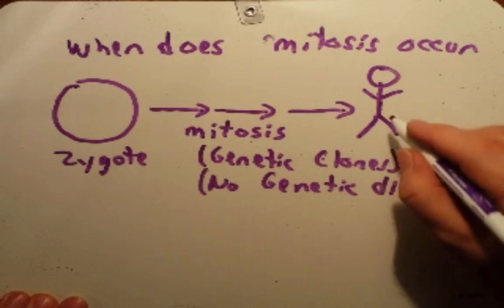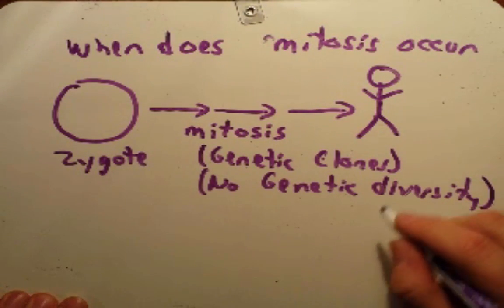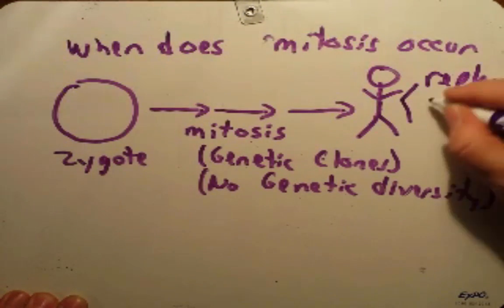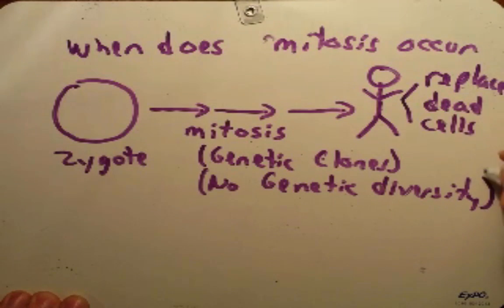It's also really important, as this individual grows, to replace dead cells. So as a fully formed organism lives and breathes, their cells will continuously need to be replaced. Either they die because they have reached the end of their particular cellular life, or they're damaged because there's some kind of trauma that occurs. When that happens, these cells need to be replaced, and they're replaced by using mitosis.